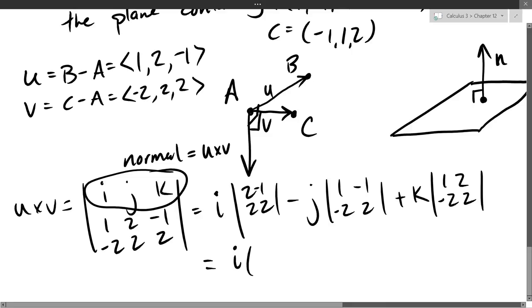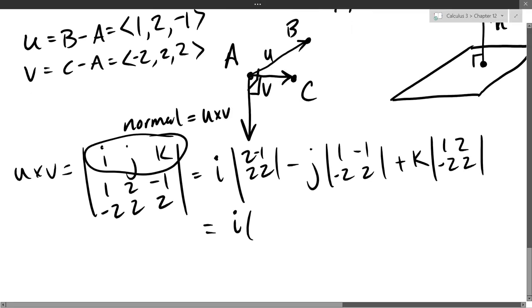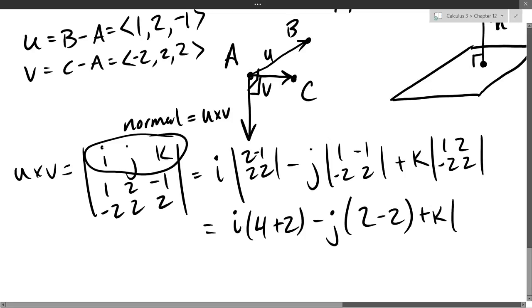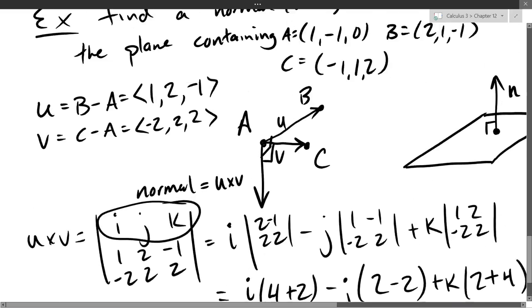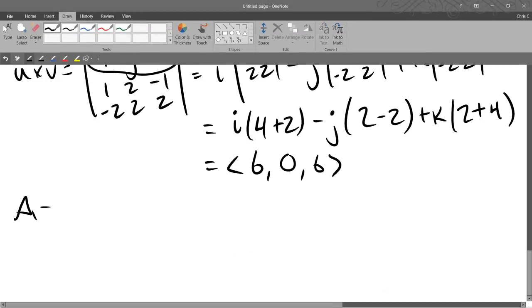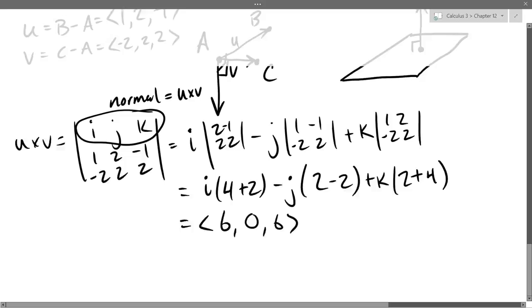All right, if you're finished, make sure I'm not making mistakes. And then be sure I'm making the mistake, not you, before you say something. All right, 6, 0, 6.